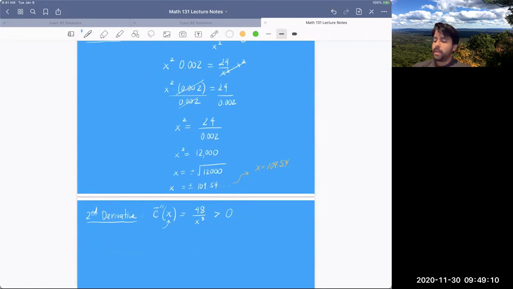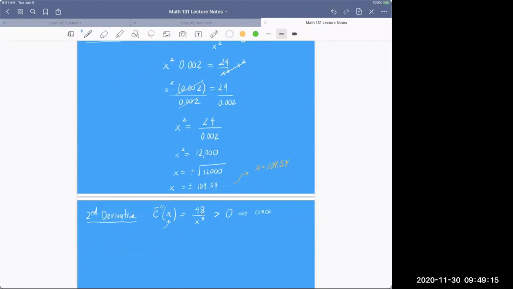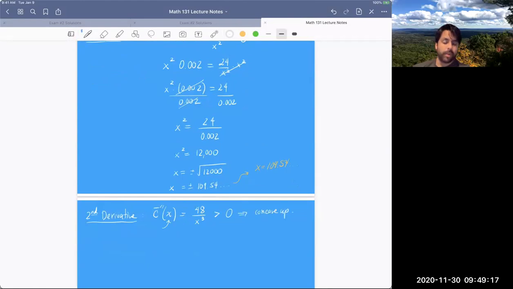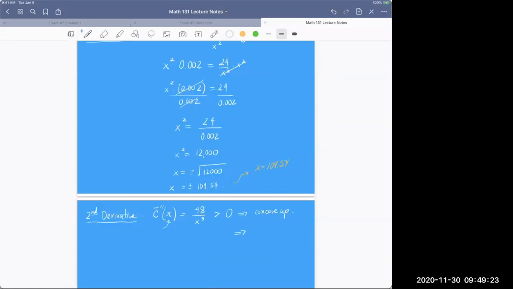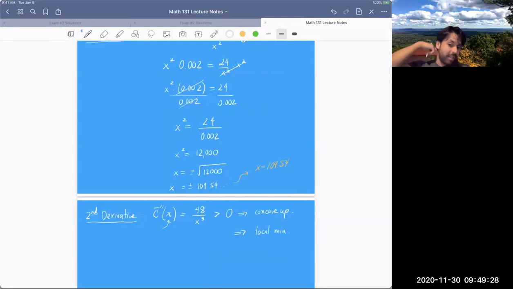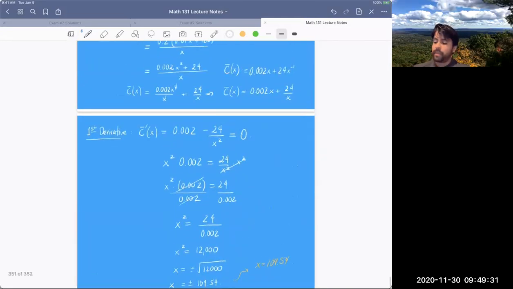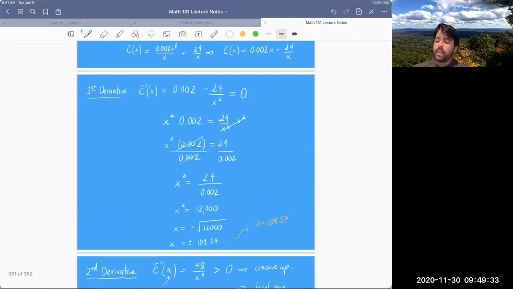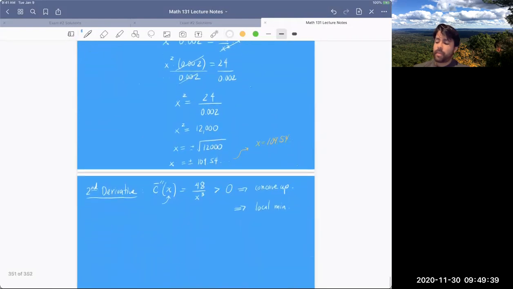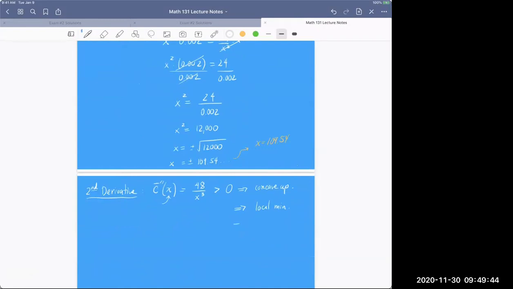So if it's always positive, that means it's always concave up. If you're always concave up and your critical number is concave up, that means it's going to be a local minimum. But it's not only going to be a local minimum, it's also going to be an absolute minimum. It's technically our lowest minimum.